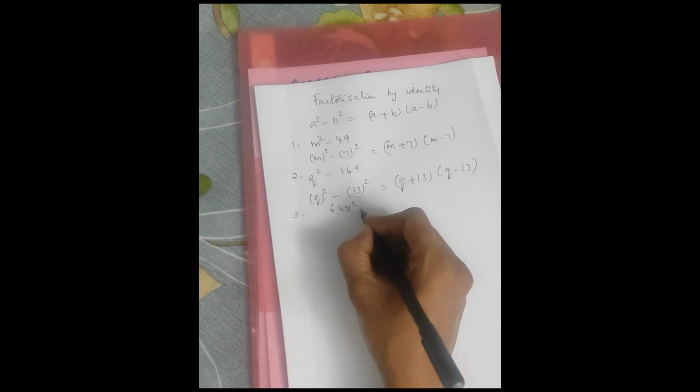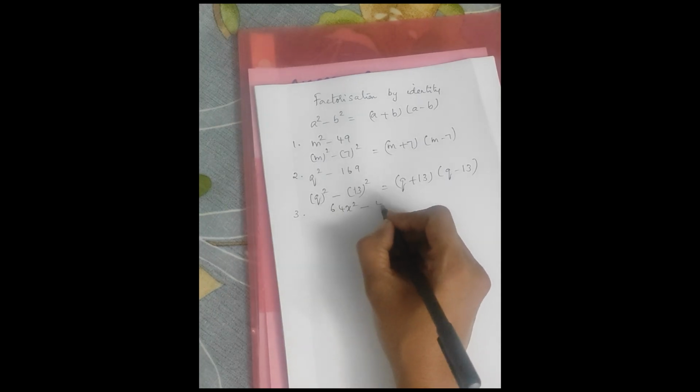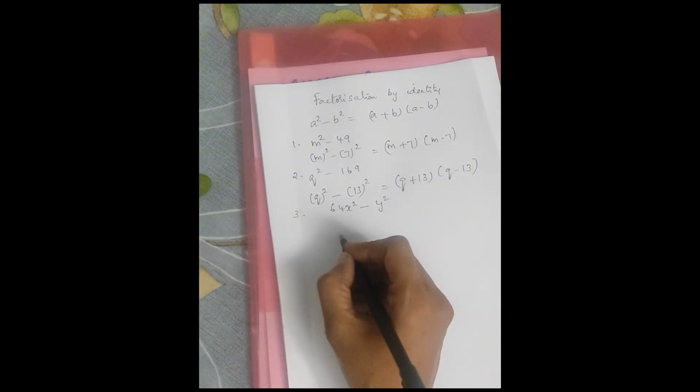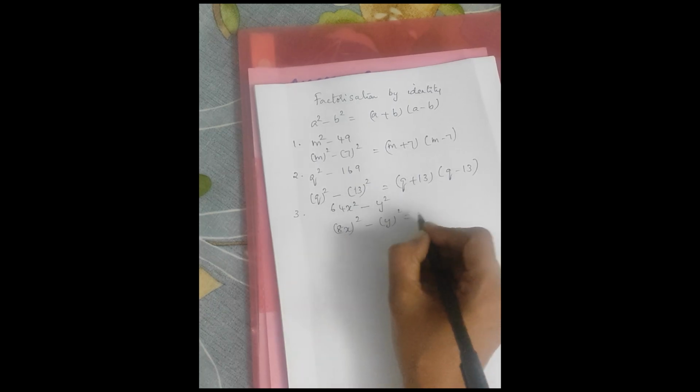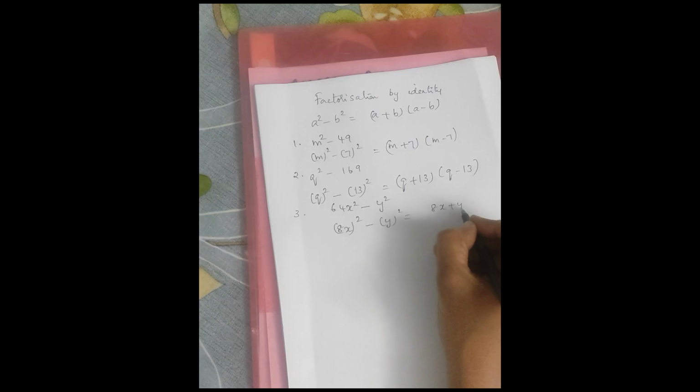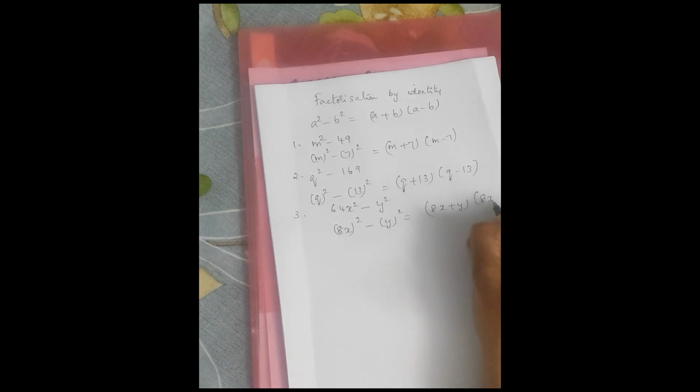64x square minus y square. 64 is a perfect square, it is 8 into 8, which is 64. So 8x square minus y square. The answer is (8x plus y)(8x minus y).